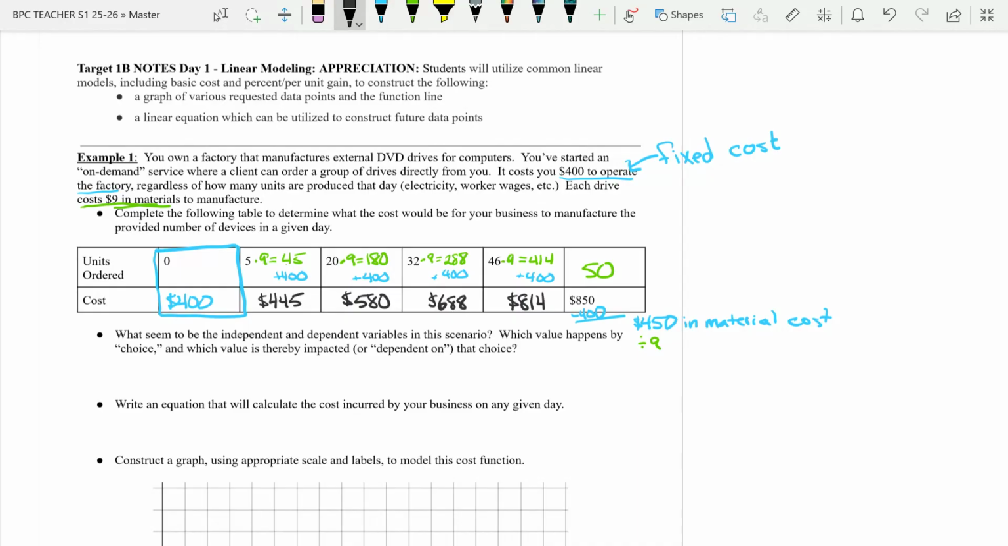Now, independent versus dependent. The sentence you want to think of is blank depends on blank. So does cost depend on how many units you ordered, or does how many units were ordered depend on the cost? Well, hopefully you see that the cost depends on how many units got ordered.